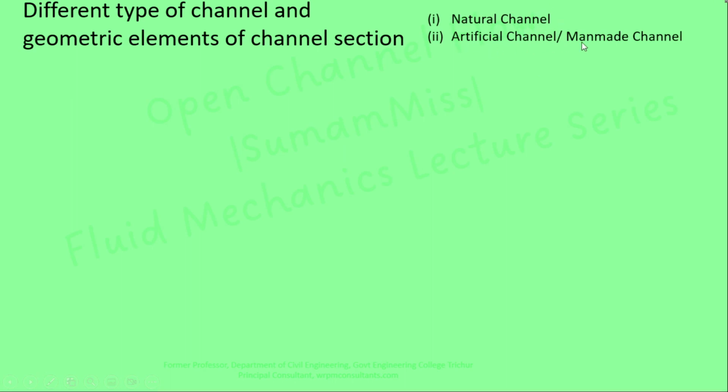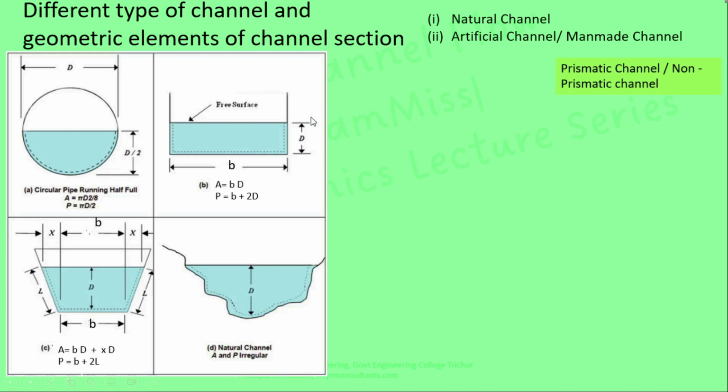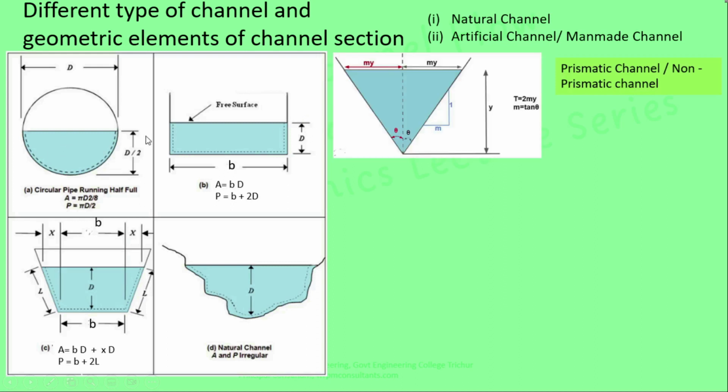In artificial or man-made channels, we can maintain a constant shape and slope throughout the length of the channel. If we are able to maintain the constant shape and slope throughout the channel, then that type of channel is called a prismatic channel. Otherwise, it is a non-prismatic channel. So a natural channel is a non-prismatic channel. The different possible shapes of channel are shown here: circular, rectangular, triangular, trapezoidal and natural.